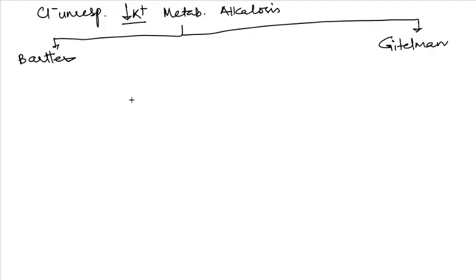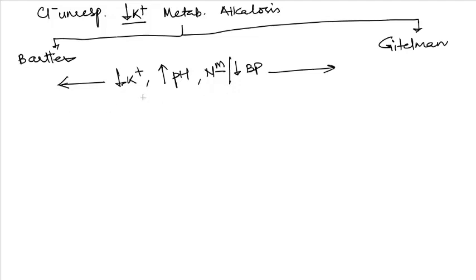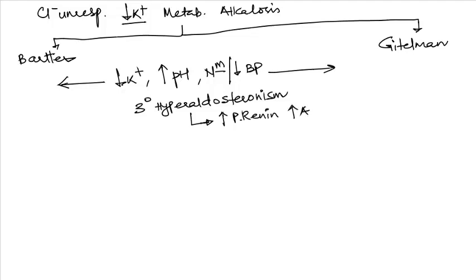Now these two syndromes share a variety of common features such as low potassium and metabolic alkalosis. The BP is usually normal to slightly low. Both these patients have secondary hyperaldosteronism, which is due to the sodium loss in urine, and this manifests as an increase in plasma renin and aldosterone levels.